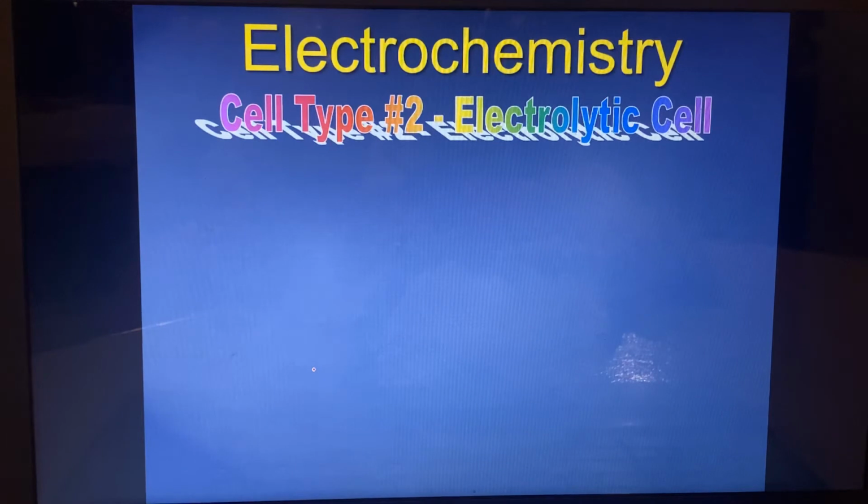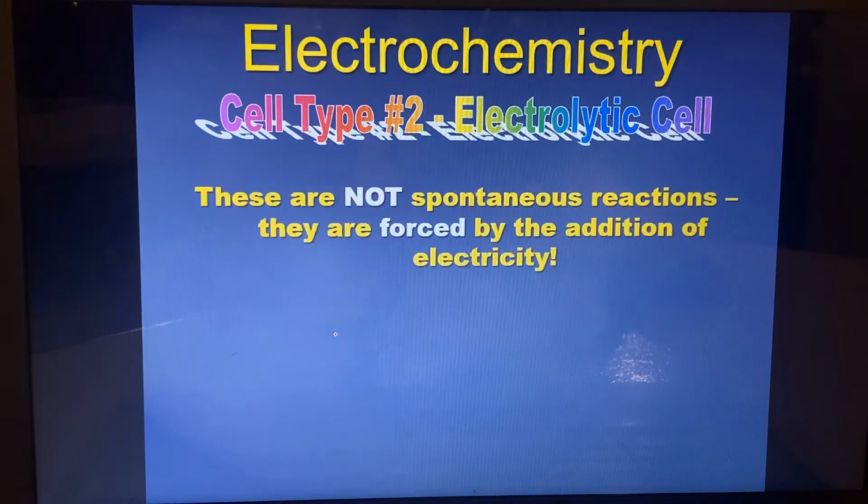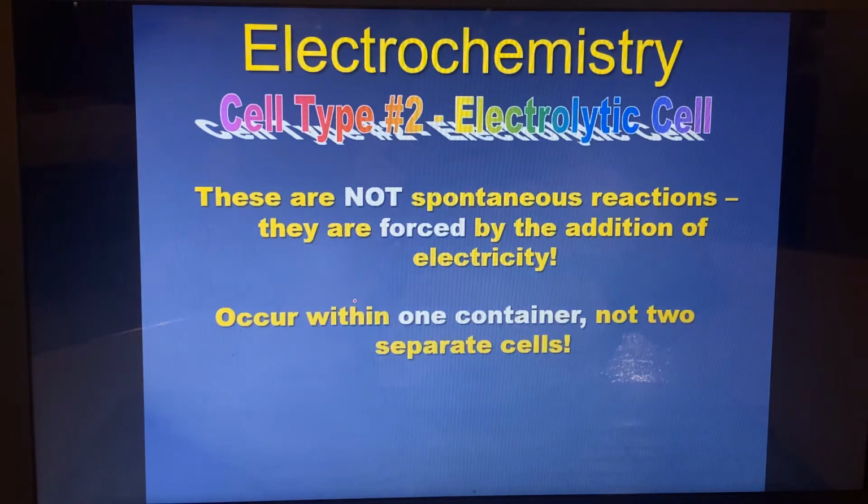In class, we would use this process to plate copper onto a key and turn a key into look like a penny, so to speak, the color of a penny at least. They do this to isolate and purify metals, or to plate metals, like I said. These are not spontaneous. They're forced by the addition of electricity. You could do this stuff at home, but it's not super hard, but it's not super easy either.